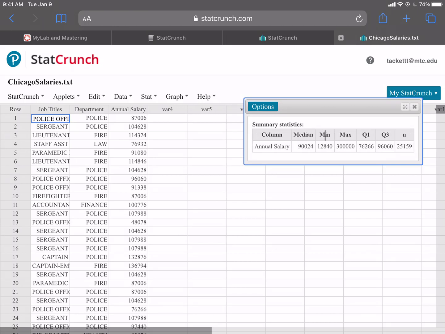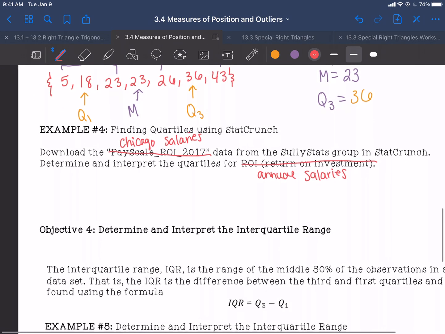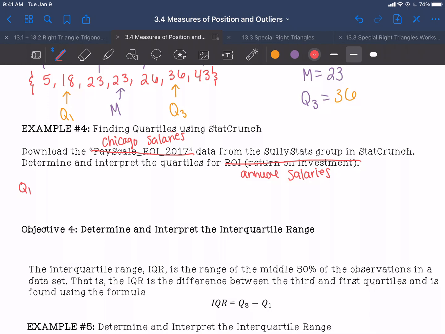Okay, so there you can see the median of our data set is 90,024. Our first quartile is 76,266. And our third quartile is 96,060. All right, so quartile 1 was 76,266. The median was 90,024. And quartile 3 was 96,060.